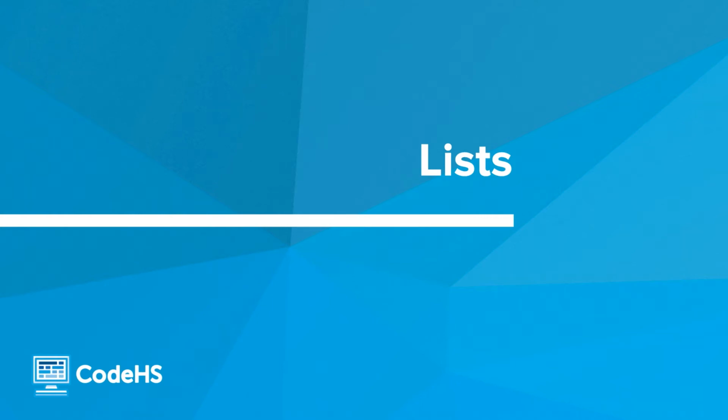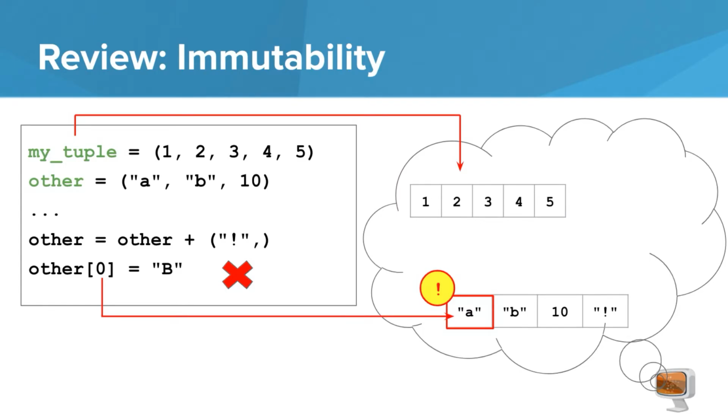Hi, in this video I'm going to show you another common data structure in Python, the list. Lists are basically like tuples, but with some extra capabilities. Remember that tuples are immutable. Immutability can be nice when we have data and we never want it to change over the course of its lifetime. You can probably imagine that having something less rigid in Python would be useful.